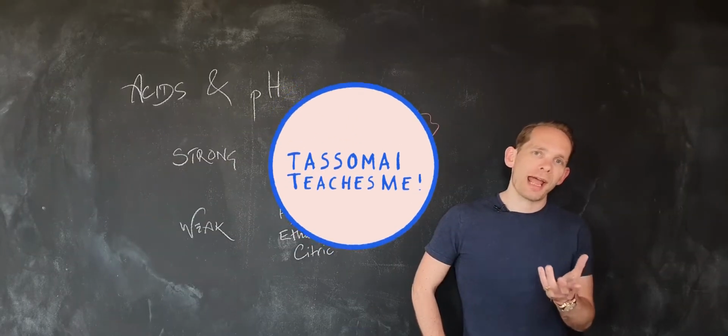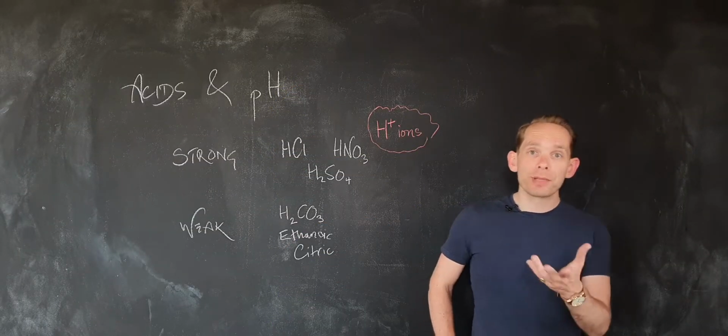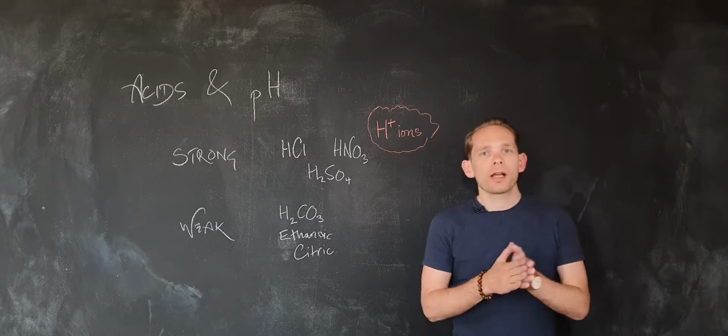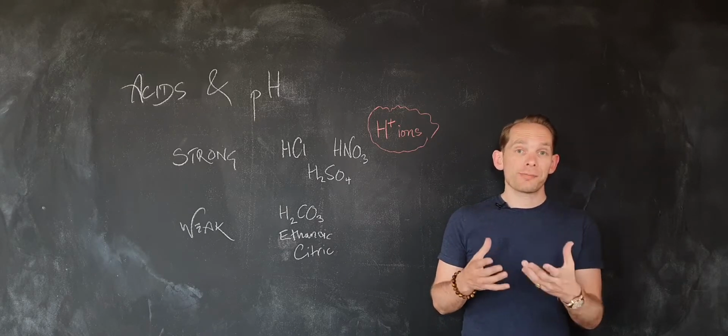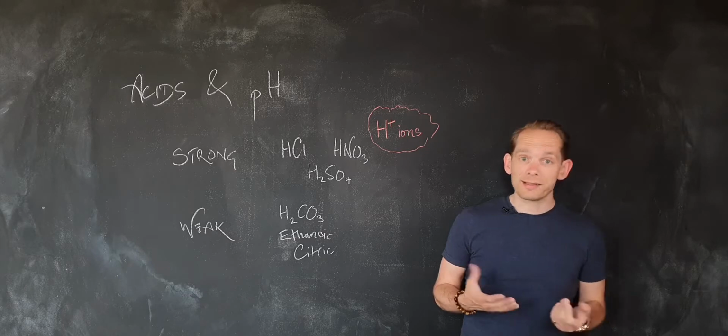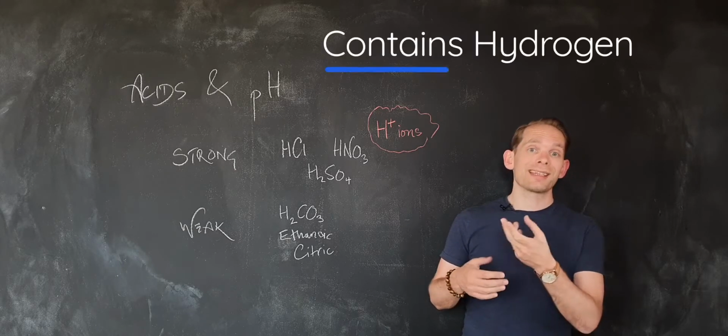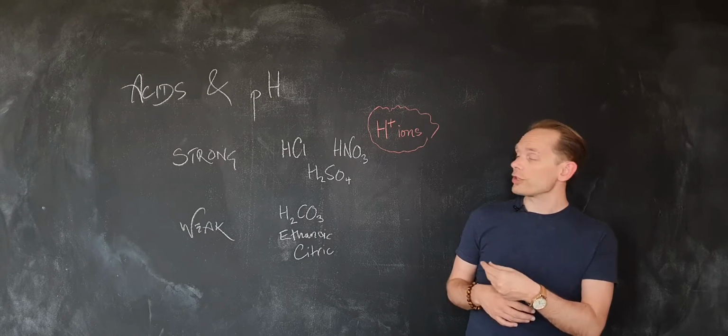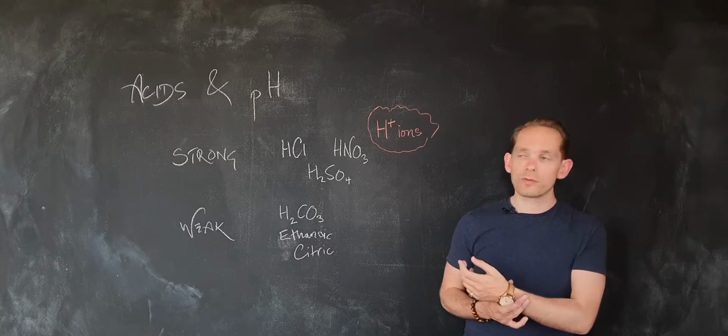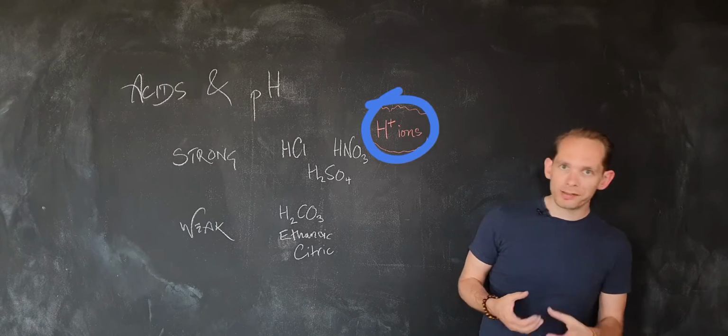This video is about acids and how we measure them, the pH scale. There's a couple of different factors at play. The first principle is to talk about what makes an acid, and that is that it contains hydrogen, which, when the compound's dissolved in water, is released as H+ ions.